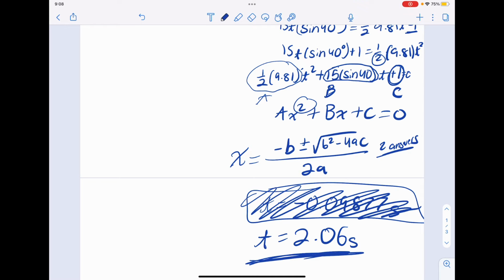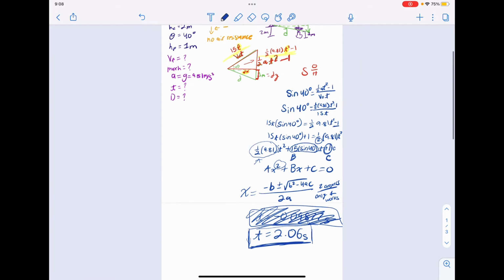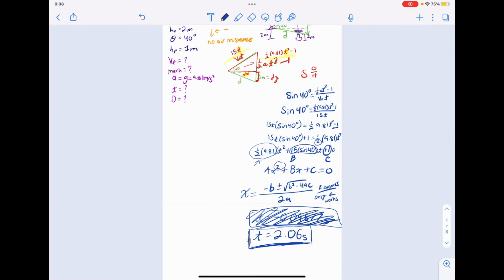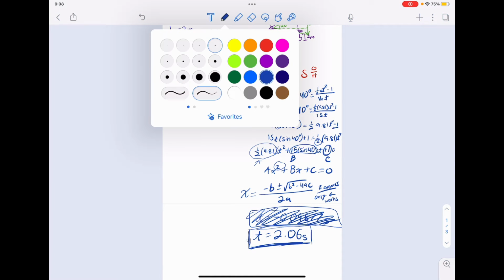So it gave us 2 answers. Only one works. So we had our 2 answers. Only one works. We know that t is 2.06 seconds. Now, this was the hardest part of the entire problem. The rest is going to be plug and chug.